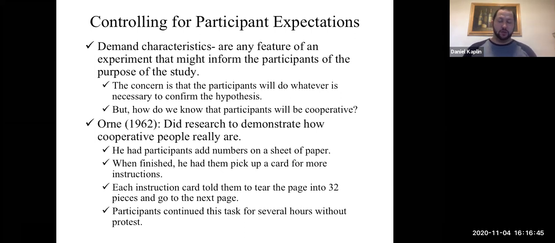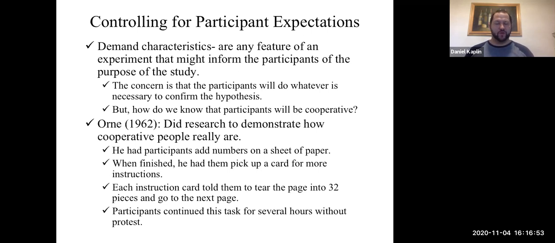What if I told you that participants would spend hours doing this math problem and ripping up their work, hours without protest? That's absurd. They should know that the next card's going to tell them to do more work. That is bizarre. So what did Orne interpret? Orne said, well, guess what? They're just being cooperative. If a researcher tells you to do something, more often than not, you're going to be cooperative, even if you know that it's busy work or not useful.